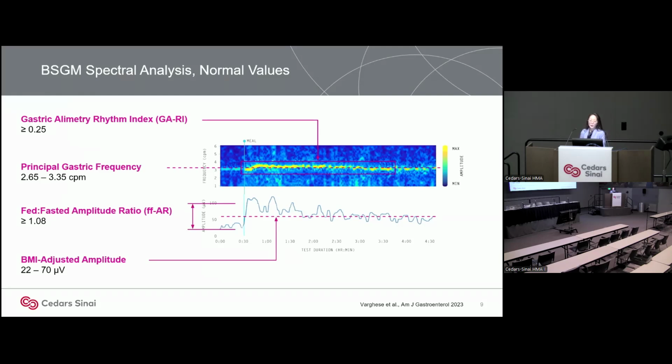It'll also tell us what the principal gastric frequency is. Again, there's a small range, but we want it roughly to be around 3. It'll also tell us the fed to fasted amplitude ratio. Again, we should have an increased amplitude in the fed state, and normal is greater than or equal to 1.08, and this is adjusted for BMI.